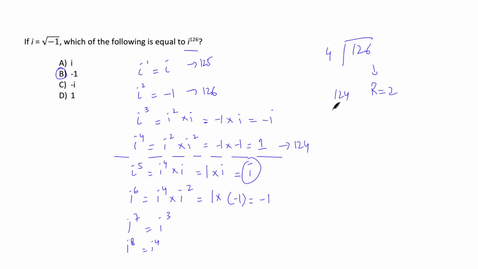Another way to look at it is through i squared. You know, i squared is our friend. It is our savior. So can I write i raised to power 126 as i squared whole raised to power 63? It's the same thing. You see, powers multiply. We know i squared is minus 1. Minus 1 raised to the odd power will give us the same number. You see, we get minus 1 again. That is option choice B.